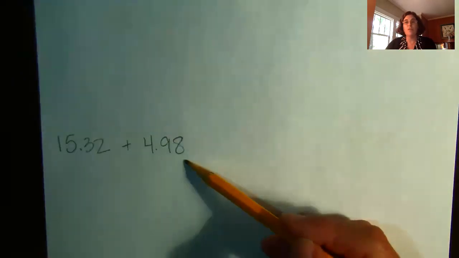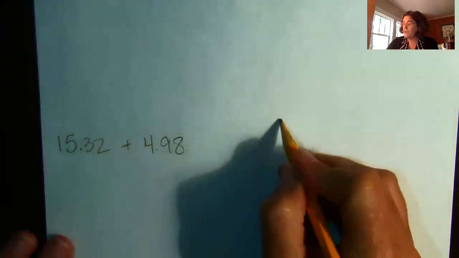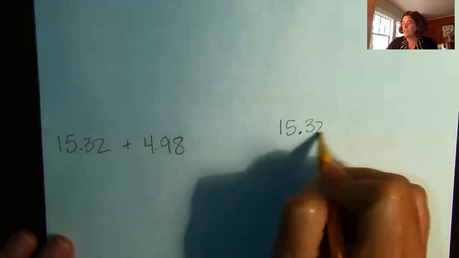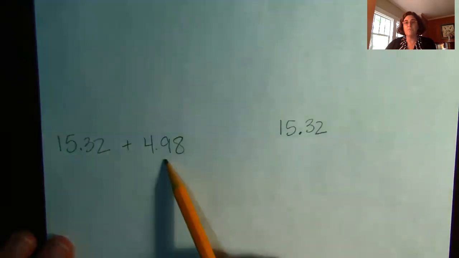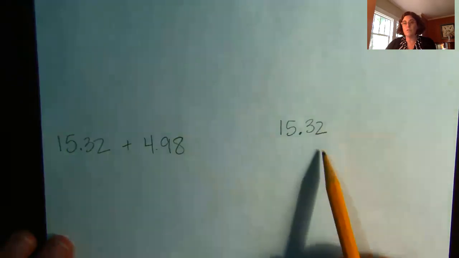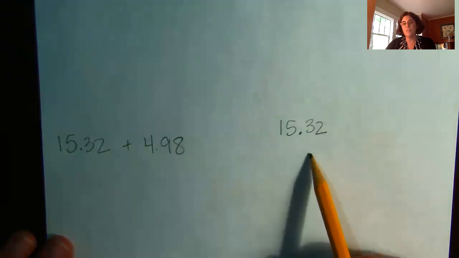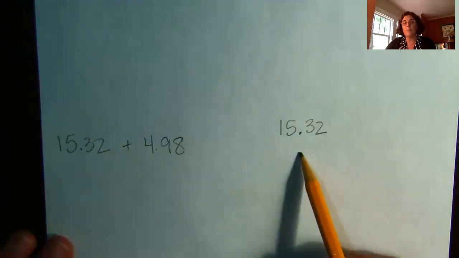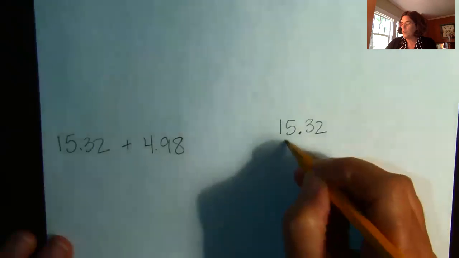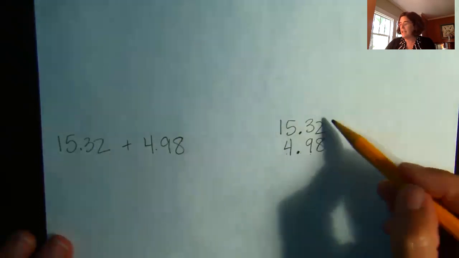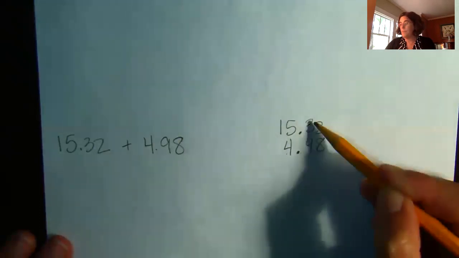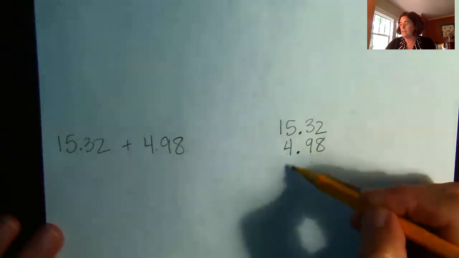Just like we would line up our addition problem with whole numbers, we are going to line up our addition problem with decimals. So we have 15 and 32 hundredths. And now I'm going to put 4 and 98 hundredths, making sure that I line the hundredths with the hundredths, the tenths with the tenths. My decimals should line up, and then my ones with the ones. So I'm going to put 4, decimal point, 9, and 8. And I can see that I have my hundredths lined up, my tenths lined up, and my ones lined up.